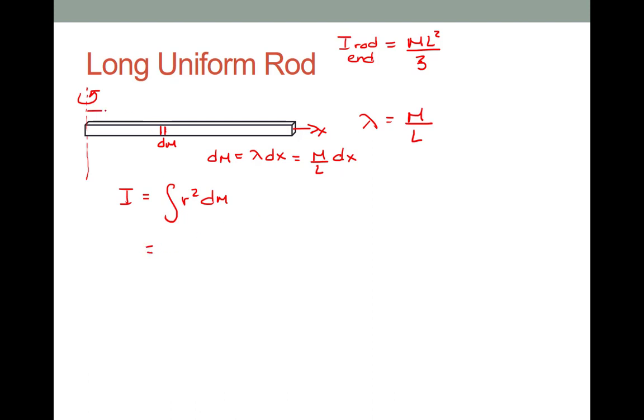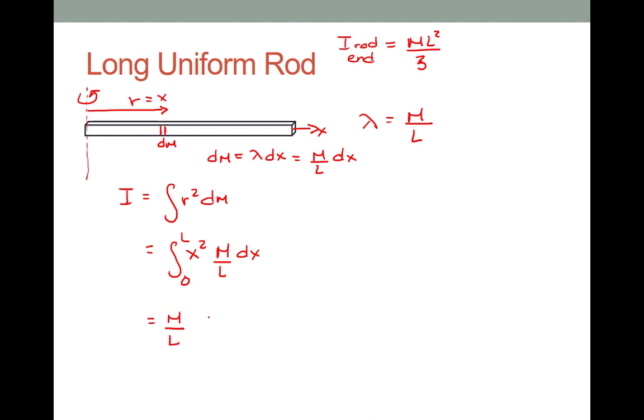R will be the distance from the axis to where our dm is. So that would be here. In this case, R is going to be a distance x. This makes our integral x squared times m over L dx, integrated from 0 to L for the total length of the rod.